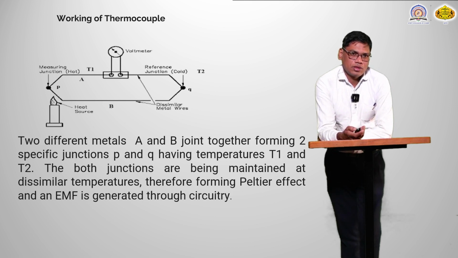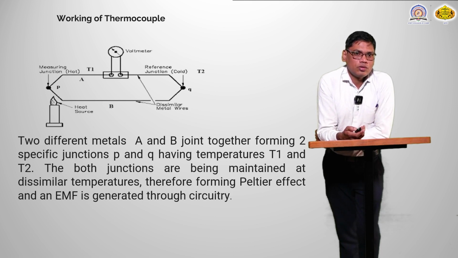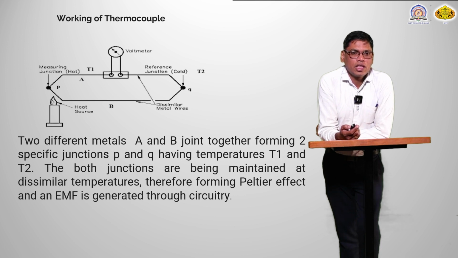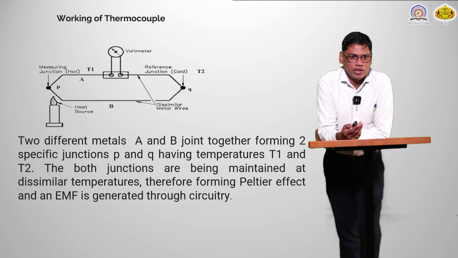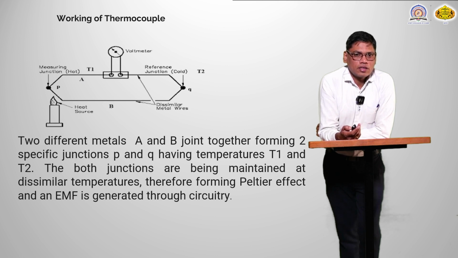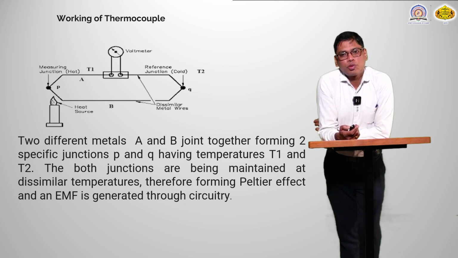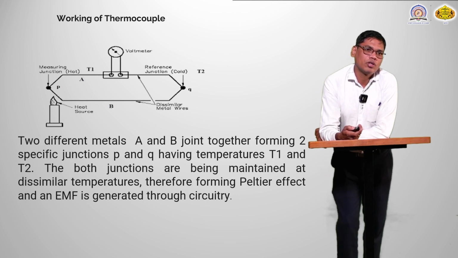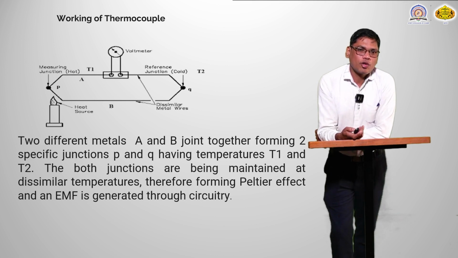Now the working of this thermometer. A and B are two metals joined together forming junctions P and Q having temperatures T1 and T2. Both junctions are maintained at dissimilar temperatures, and therefore an EMF is generated in the circuit. This generated EMF is proportional to the difference in the temperature of the two junctions, and this phenomenon is used for determining the temperature of the system.